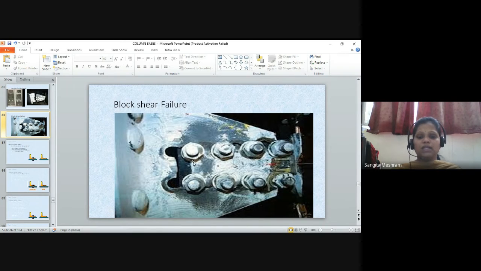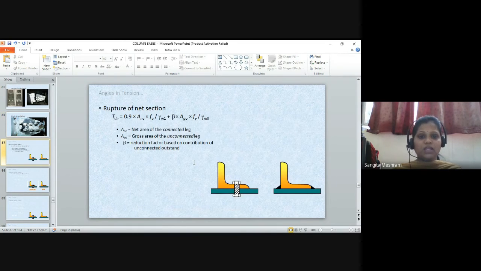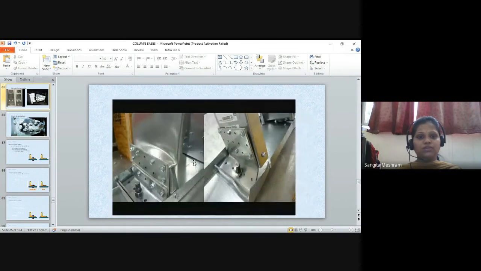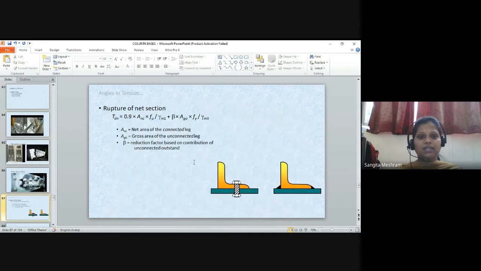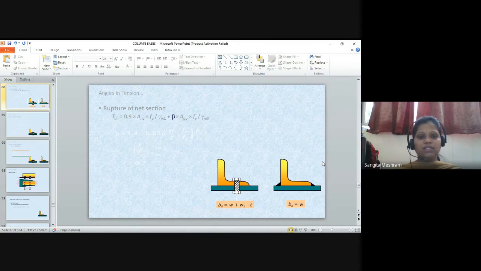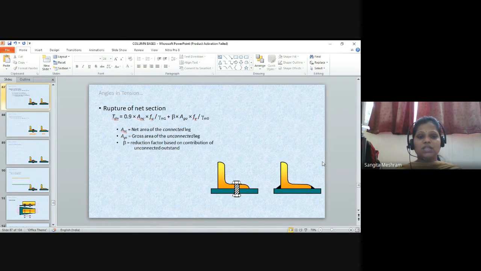Next we use different formulas to find the failures which occur in the tension member. First, gross section yielding, and the rupture of net section. For that you can use this formula. Gross section yielding is a simple formula, then net section rupture: 0.9 An Fu / γm1.